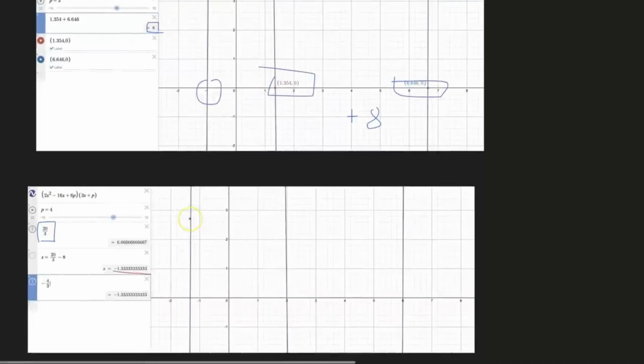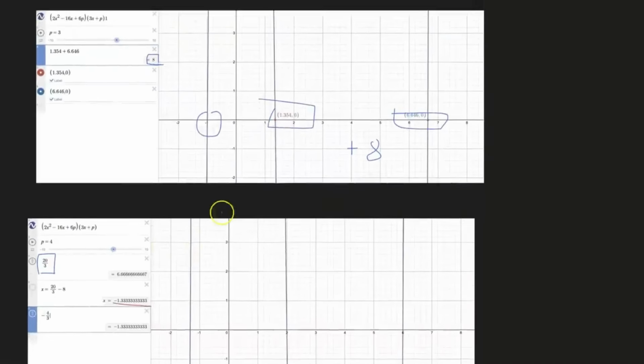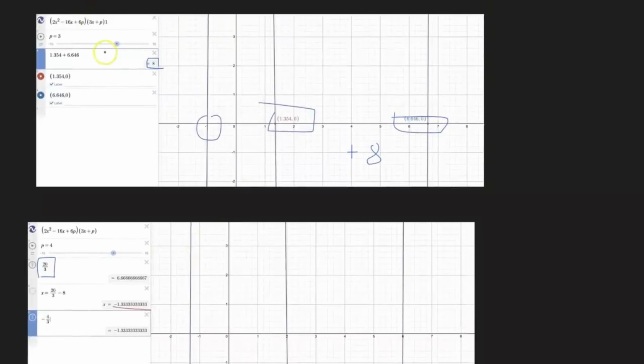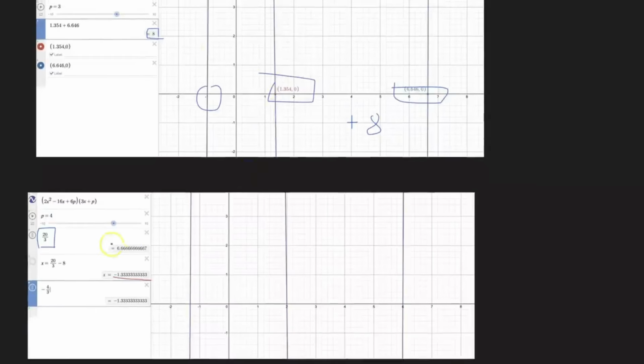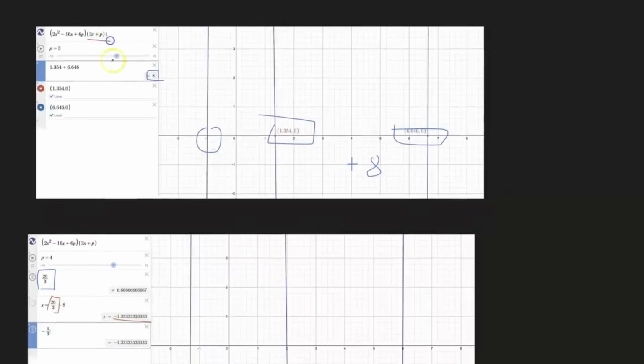And so that is the other x-intercept value, because we know the sum of the x-intercepts of 2x squared minus 16x plus 6p, no matter what p is, is going to be positive 8. And we know that the sum right here has to be 20 over 3. And so because we got x equals negative 1.333, now we have to observe 3x plus p, right? So the value you want to get right here is negative 1/3.